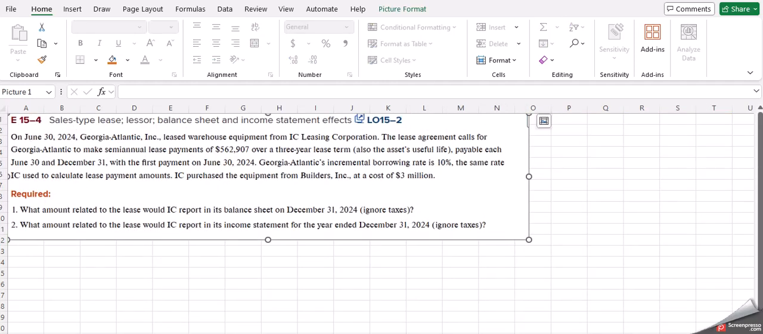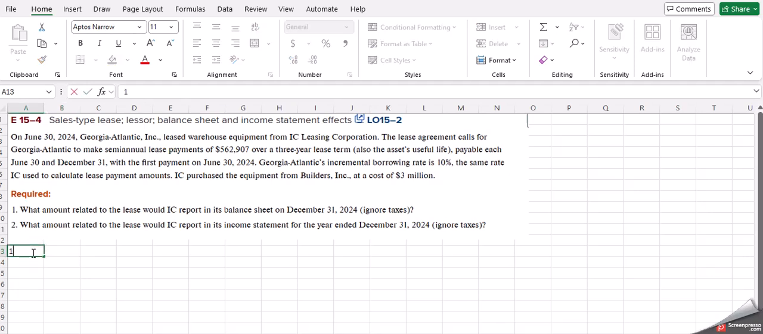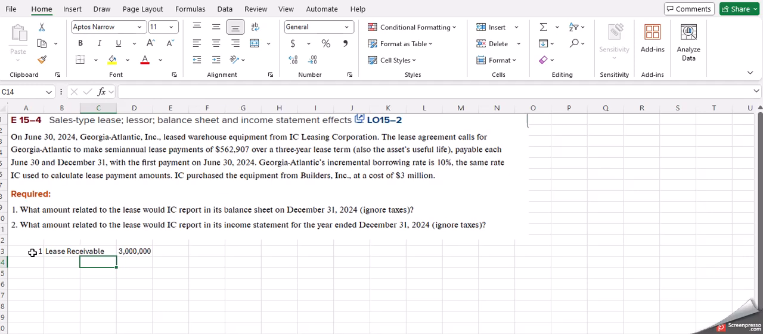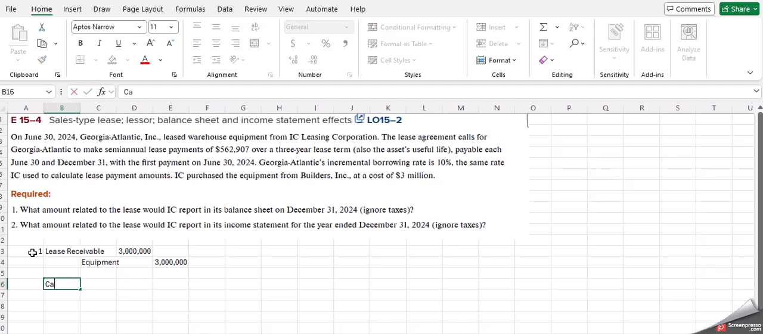Then if we were over on the lessor side, again, it's the same scenario, but what would they record? We don't have to redo those computations because they're the same. So they would have a lease receivable for $3 million. And they would take the equipment off of their books, because again, it's a sales type lease, for $3 million. And then they would receive the cash payment, and then they would credit the lease receivable.